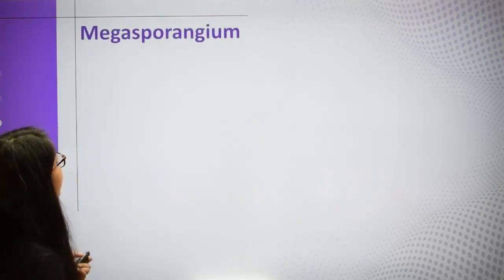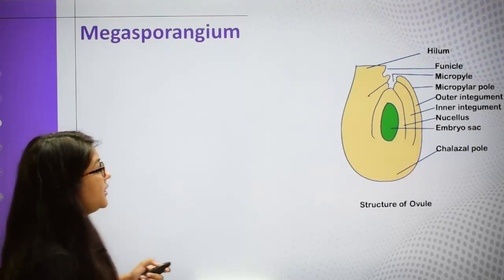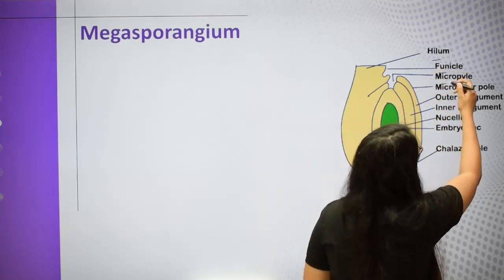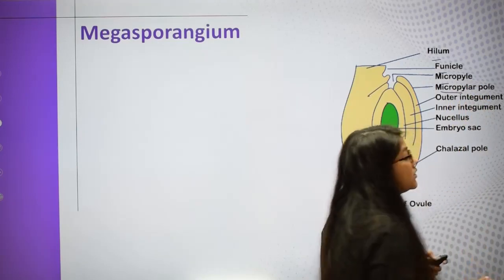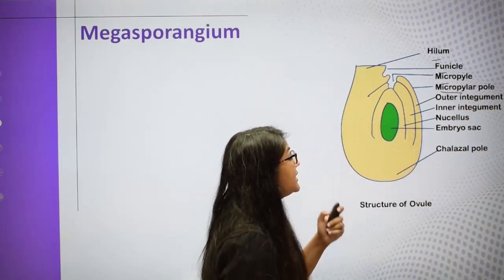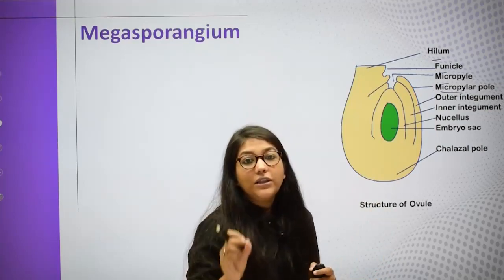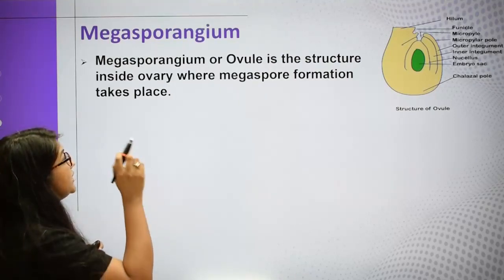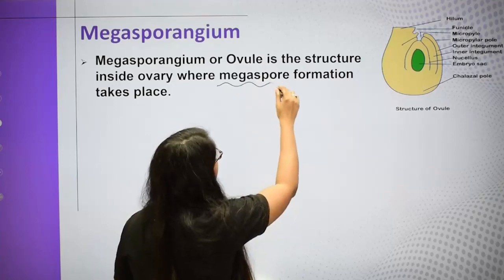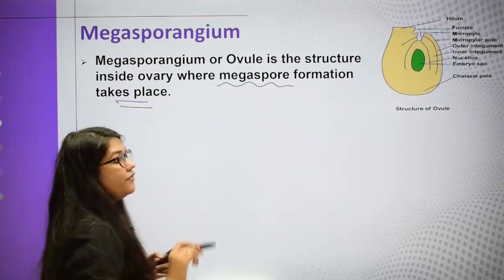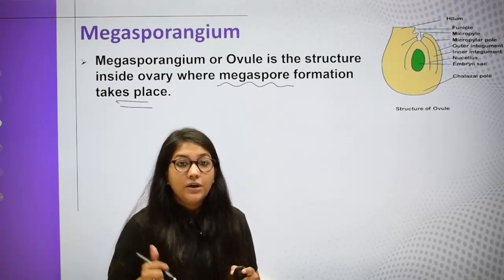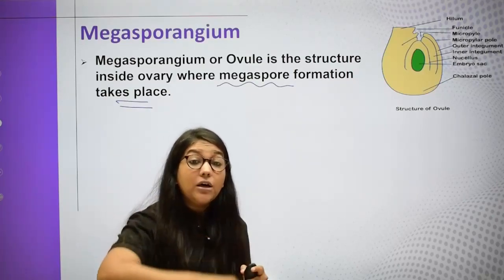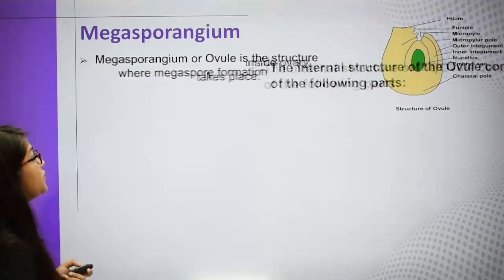Types of placentation class 11th में already पढ़ चुके हैं. See, this is how an ovule looks like. All these parts: hilum, funicle, micropyle, micropylar pole, the integuments, the outer and the inner integuments, nucellus, embryo sac, the chalazal pole. All these pointers we'll be discussing. Now see, megasporangium or ovule is the structure inside the ovary where the megaspore formation is going to take place, right? We are now talking about the story of megaspore. First thing that we had understood was, what is megasporangium? Megasporangium is the ovule, and here formation of megaspore is happening.